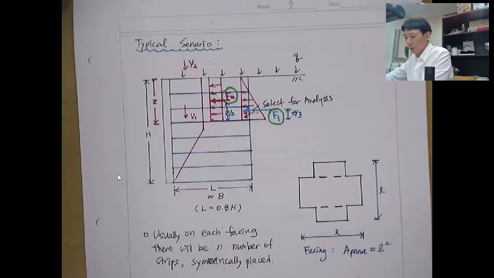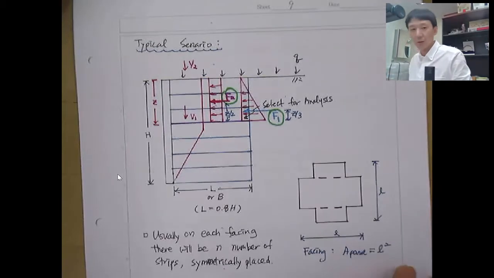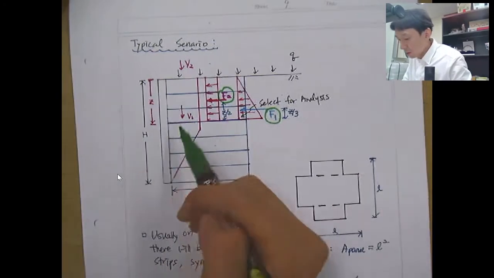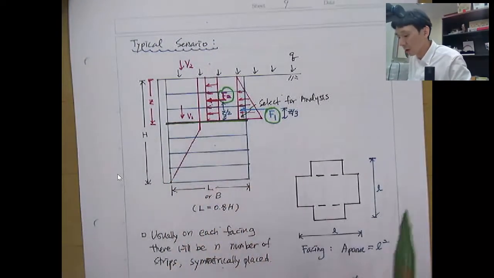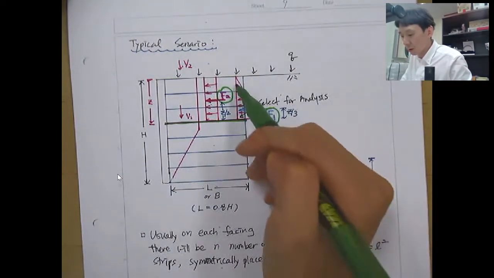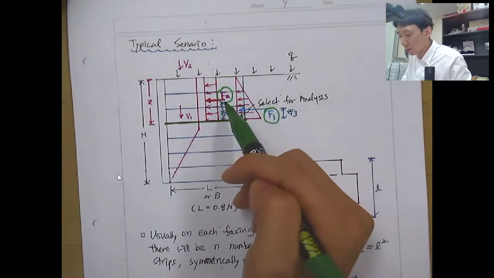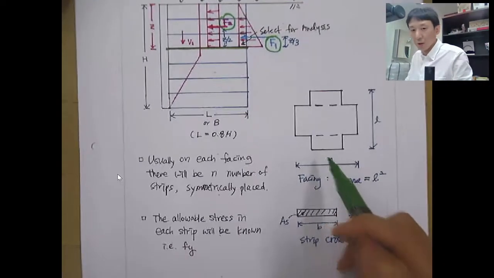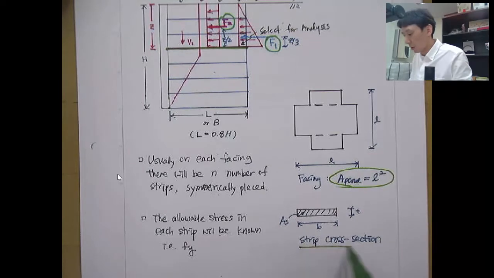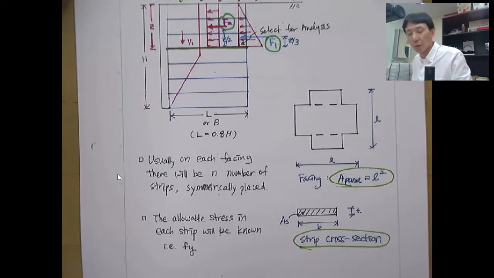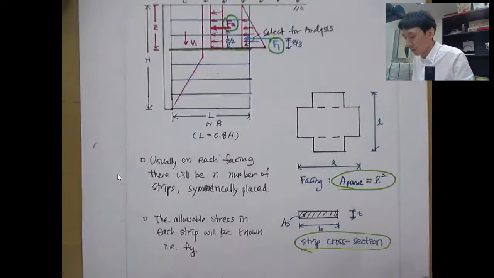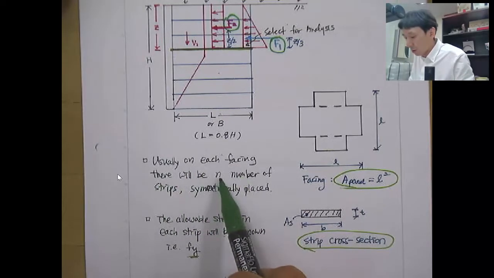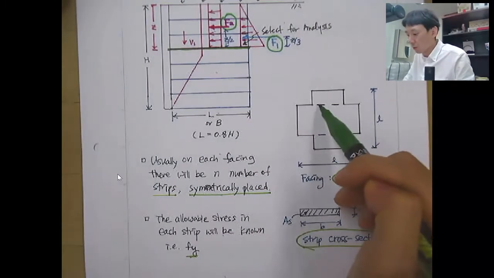For the wall height of H, the length of the reinforcement L is generally 0.8 times H, so 80% of the wall height, and Q is the surcharge loading. If this strip is selected for the analysis, then you can compute F1 with increasing horizontal stress with depth, and F2, which is caused by Q, the surcharge load. The facing material gives you the panel area, and the cross-sectional area is also required to compute the maximum tensile force that the strip can resist. The allowable stress in each strip is Fy, and usually each facing has n strips symmetrically placed. In this example, it has 4: 1, 2, 3, 4.